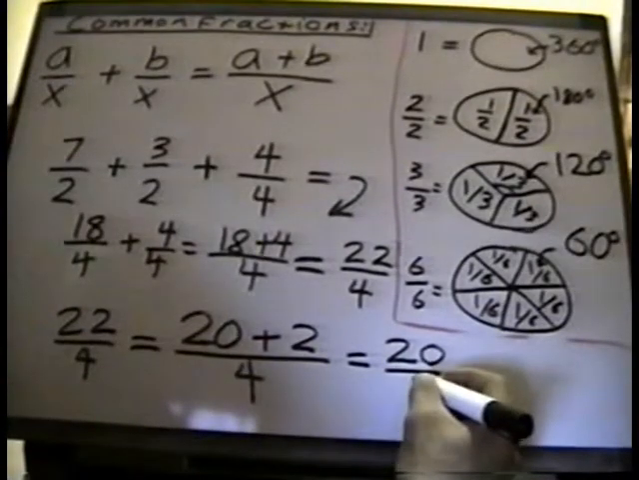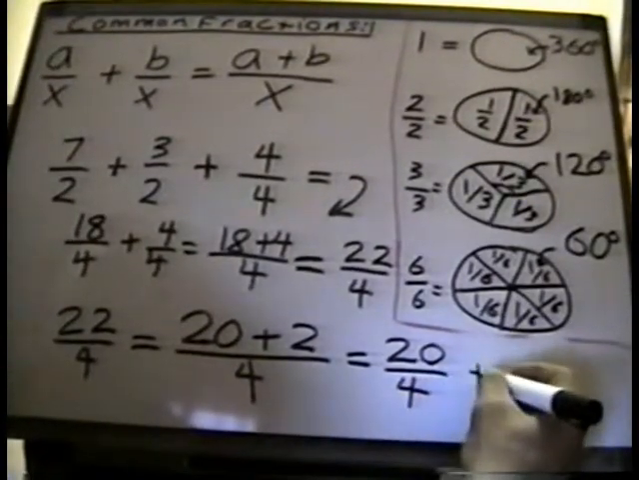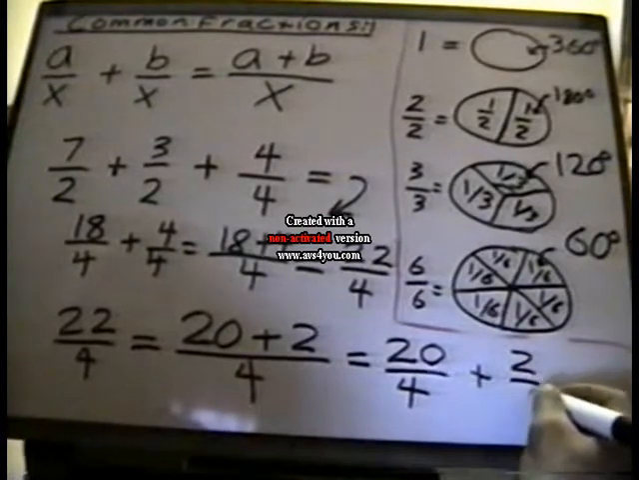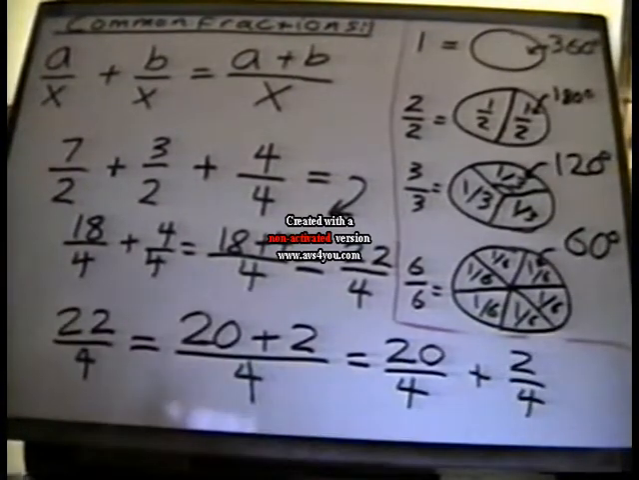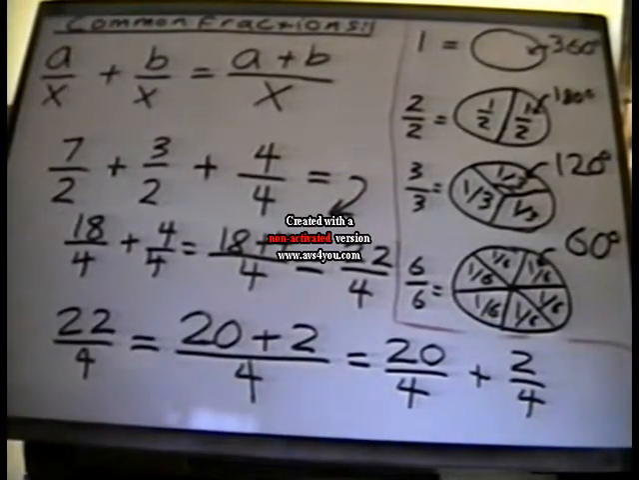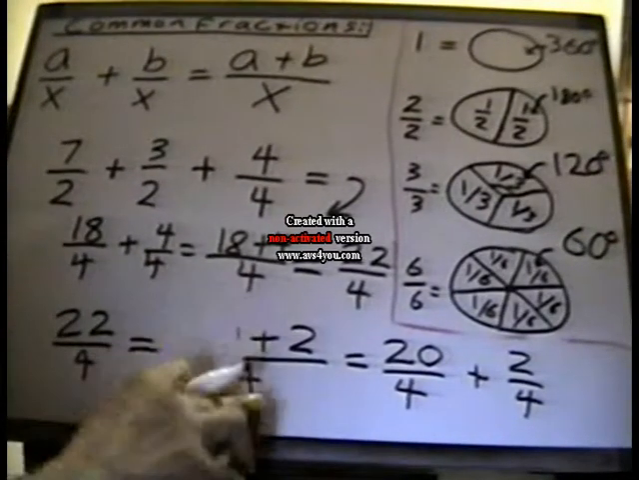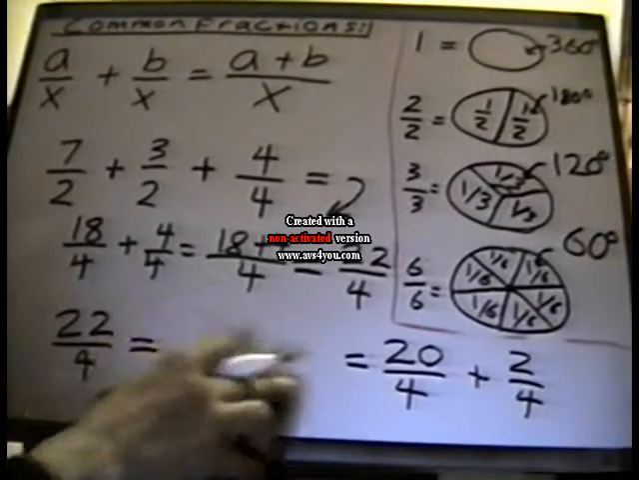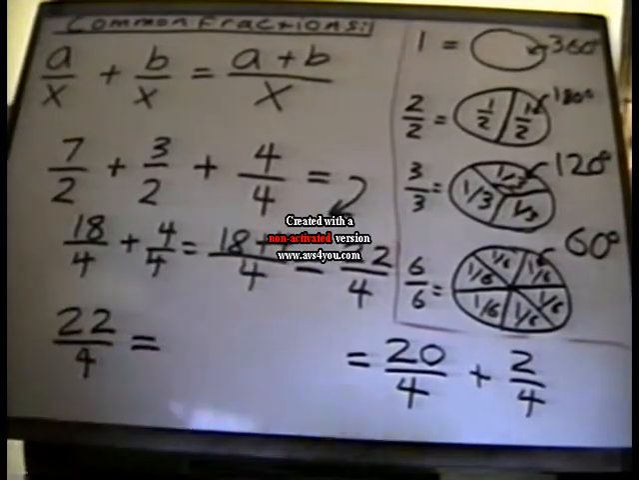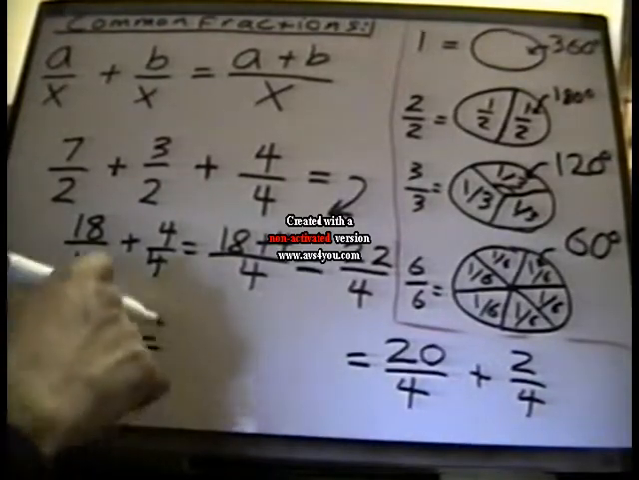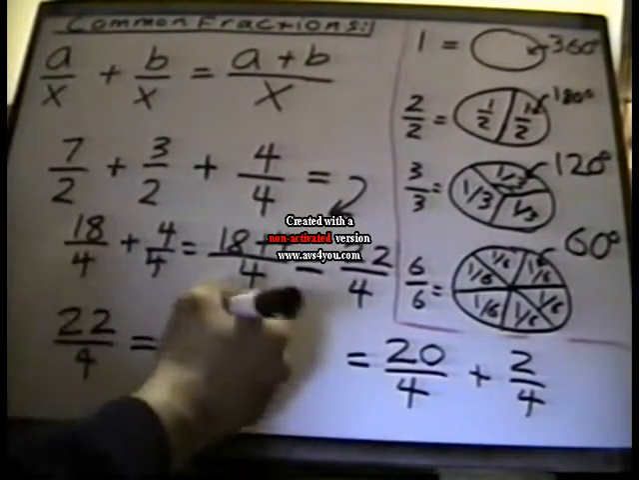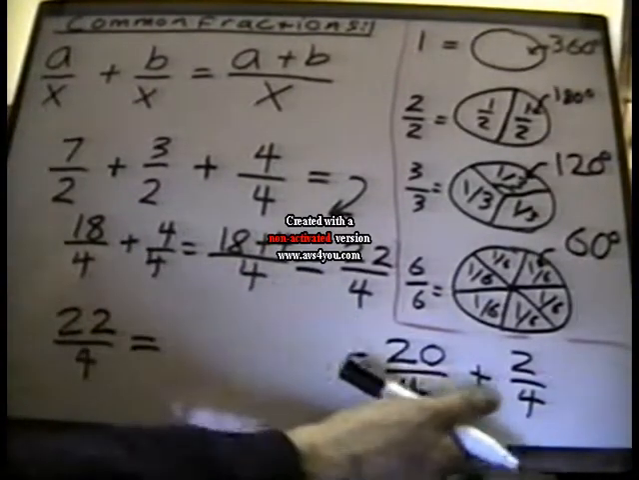So 20 over 4 plus 2 over 4. Okay? 20 over 4 plus 2 over 4. And by the way, you shouldn't erase what you're doing. You should just write something over again. Don't erase what you're doing. So you get 20 over 4 plus 2 over 4.